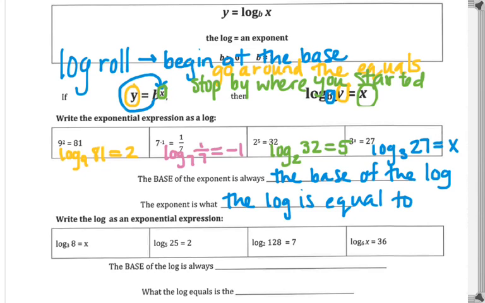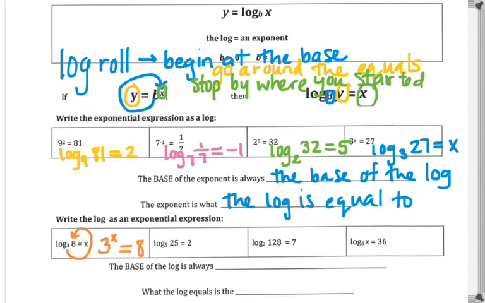Now, we're going to do the reverse. We're going to write the log as an exponential expression. If you have a log to begin with, you will not have a log in your answer. We're changing the logs to exponentials. So we still start at the base, we go around the equal sign, and we land next to where we started. So the base 3 is still the base in the exponent. The next thing I got to with my log roll is the x, and the exponent is what the log is equal to. So 3 to the x is equal to 8.